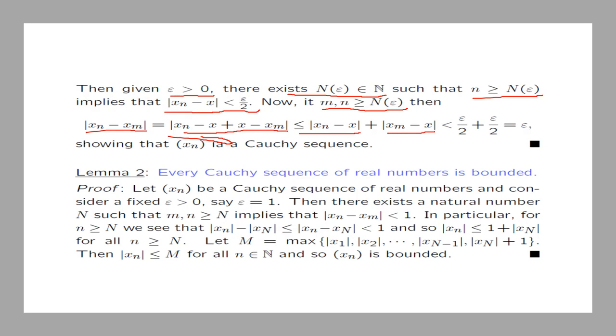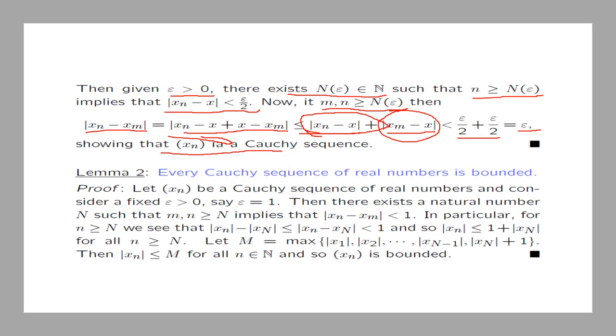And this is less than epsilon over 2. This is less than epsilon over 2. So this is less than epsilon over 2 plus epsilon over 2, which is equal to epsilon. And so that shows that xn is a Cauchy sequence.